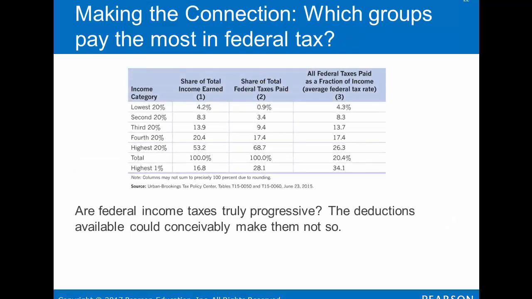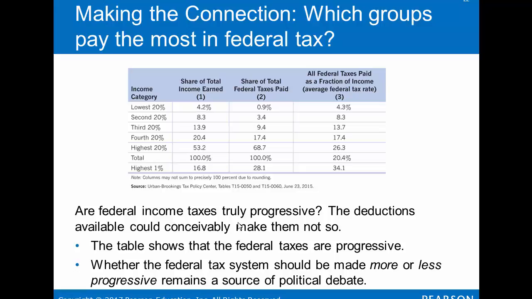So which groups pay the most in federal taxes? So are federal income tax rules truly progressive? The deductions available could conceivably make them not so. This is sometimes an argument that is covered. So this table above shows the share. So you have the income category, the lowest 20%, the second 20%, the third, all the way to the highest 20% and to the highest 1%. And so the share of total income earned and then the total share of federal taxes paid. And if you look at the bracket, it does say, based on those table calculations, that federal taxes are progressive. Whether the federal tax system should be made more or less progressive remains a source of political debate.